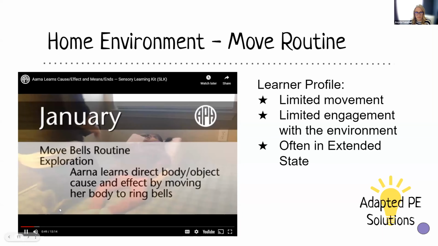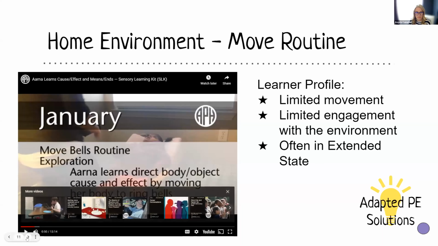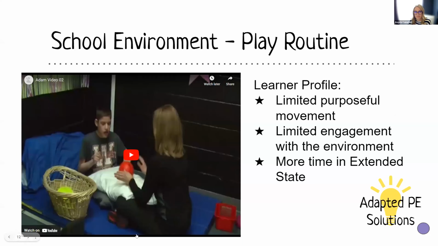Bell's routine. Exploration. Adam's learner profile also includes limited purposeful movement, limited engagement with the environment, and he spent more time in extended state.